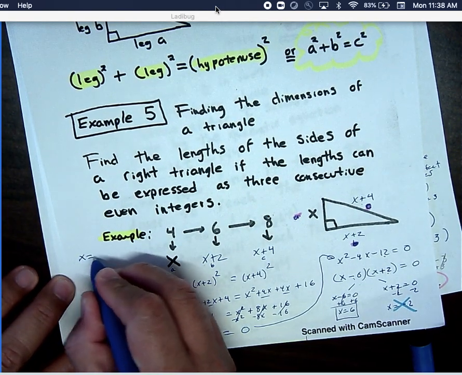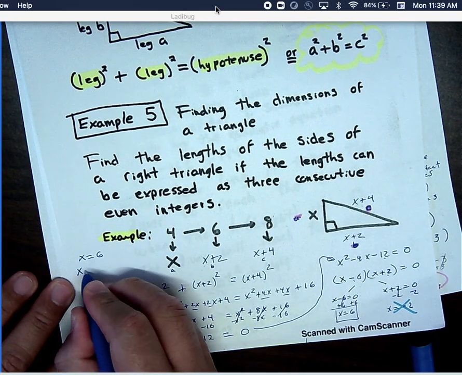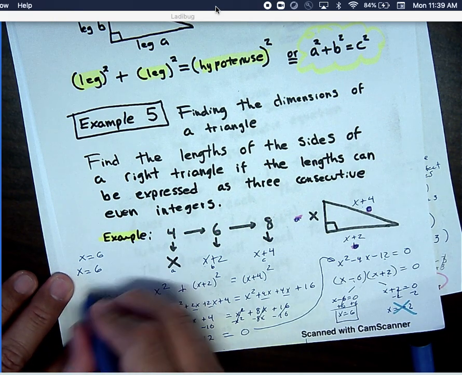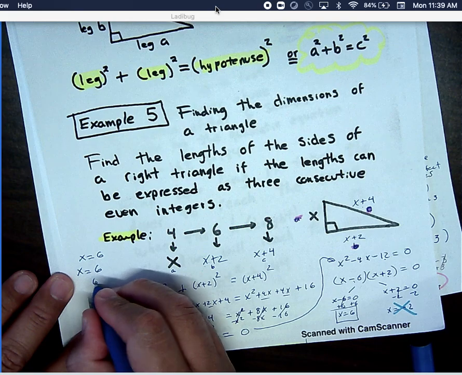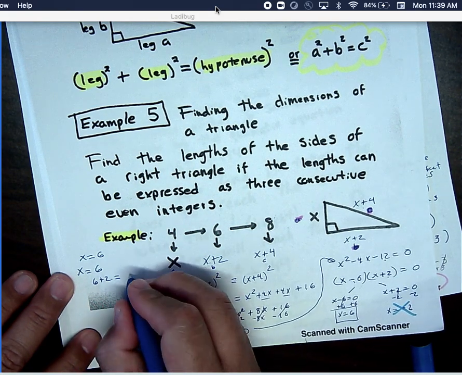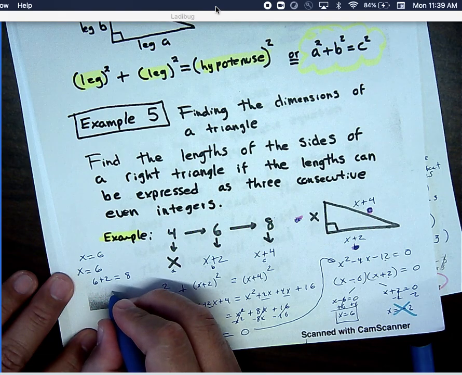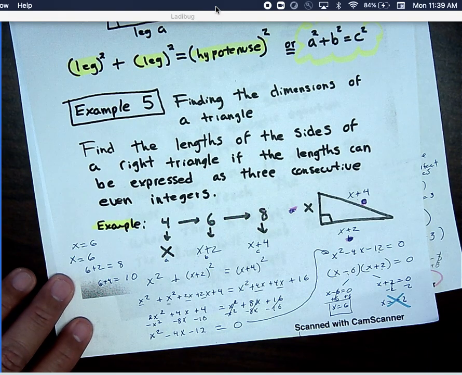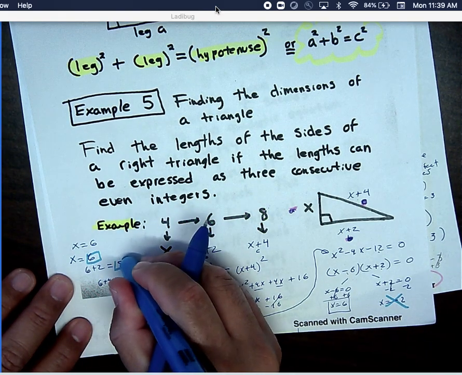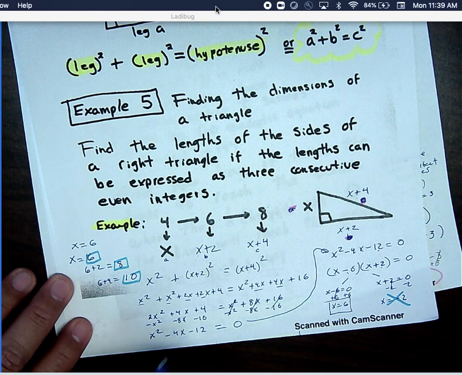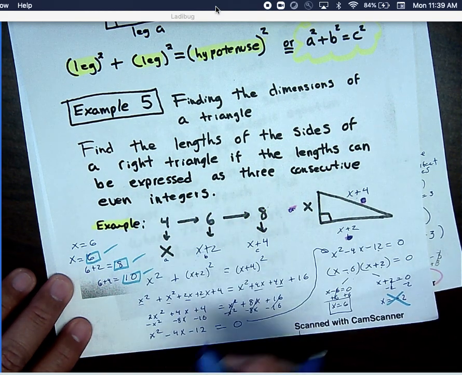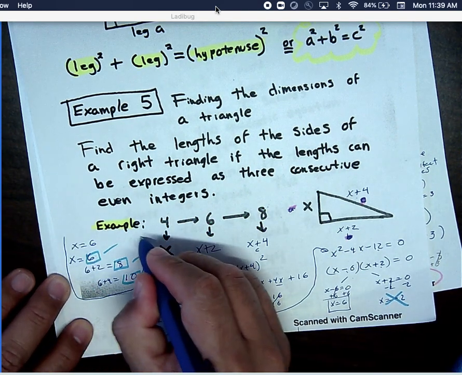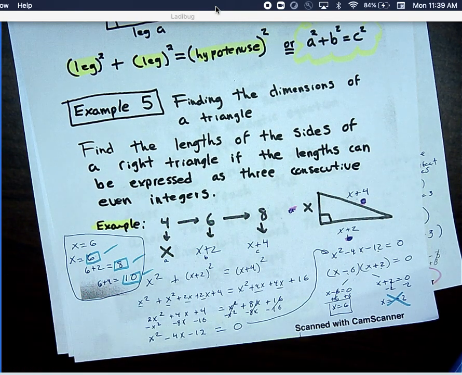So if x equals 6, then the following one would be x plus 2, so 6 plus 2 would be 8, and then the following one would be 6 plus 4, which is 10. Check if they're consecutive: 6, 8, 10, 3 consecutive even integers, they are consecutive. So this would be the answer of this question. That's it, guys. Thank you.